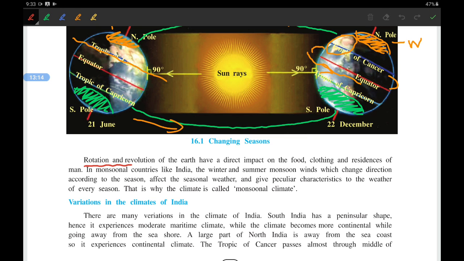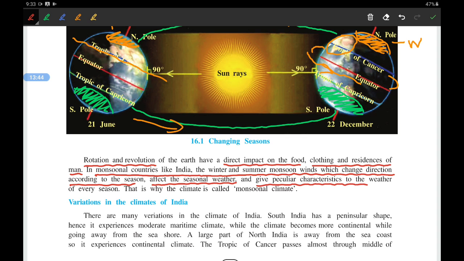Rotation and revolution. Now understand these two. Rotation is the rotation of the earth on its own axis, and revolution is the movement of the earth on its orbit around the sun. This has a direct impact on the food, clothes and residence of man. In monsoonal countries like India, the winter and summer monsoon winds change direction according to the season, changing the weather and giving particular characteristics to every season.